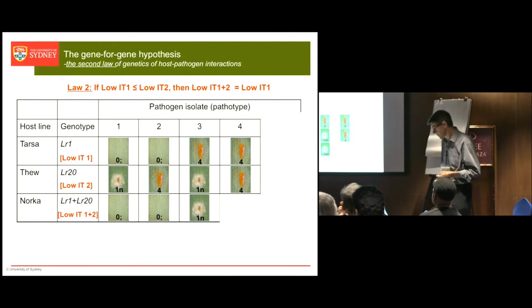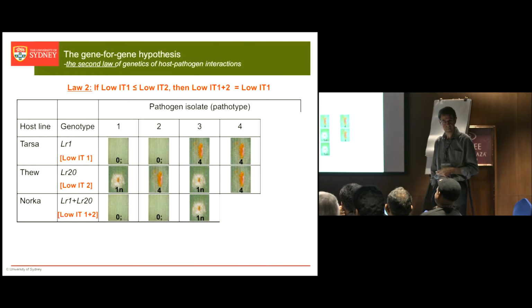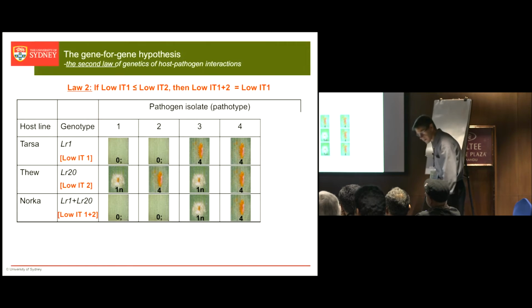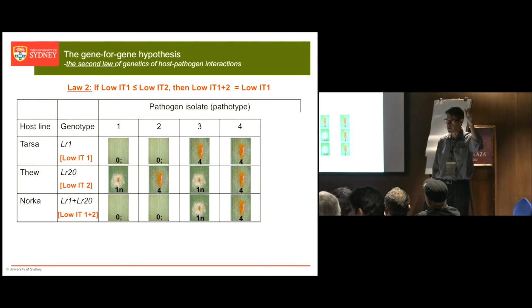What about this one? Doesn't carry the matching avirulence gene for LR1, does not carry the matching avirulence gene for LR20. Virulent on both genes. All right? It's going to be virulent. It's basically invisible because it doesn't carry the avirulence gene for LR1, it does not carry the avirulence gene for LR20. So it's invisible, the traffic light is green, the pathogen can grow.